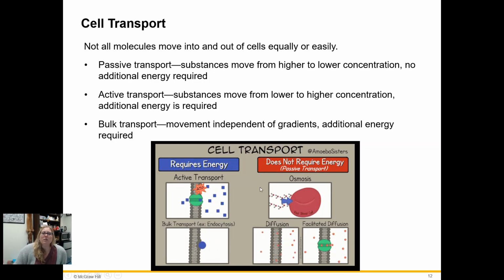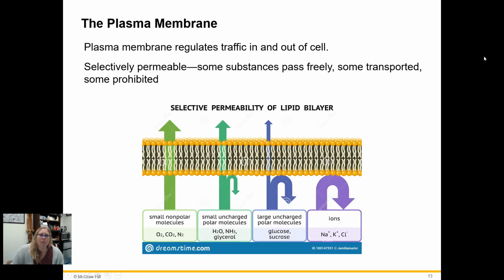Okay, so these different types of cell transport, we have to keep in mind that cells, again, are like a fence. Your cell membrane is like a fence. Your fence is there to keep some things in and to keep other things out. We do not want just anything moving in and out of our cells without any sort of control. We want some control in order for that to happen effectively and to maintain that homeostasis, that internal regulation. So let's look at the plasma membrane and talk about selective permeability.